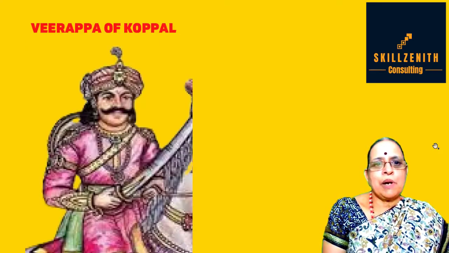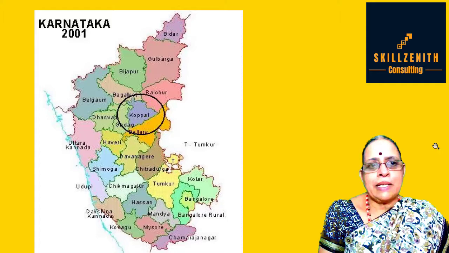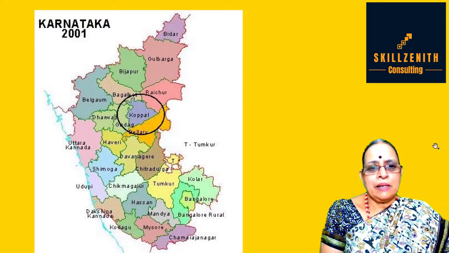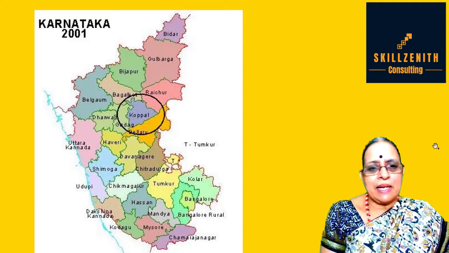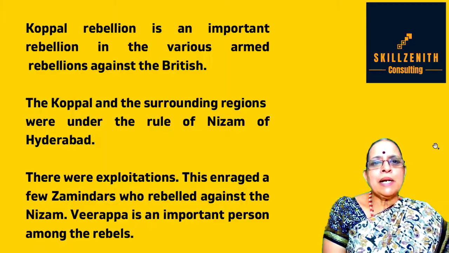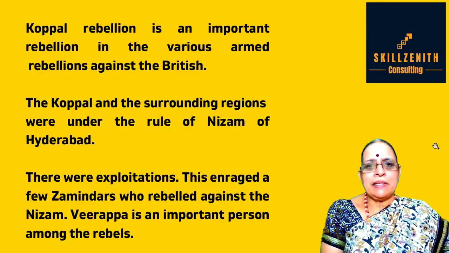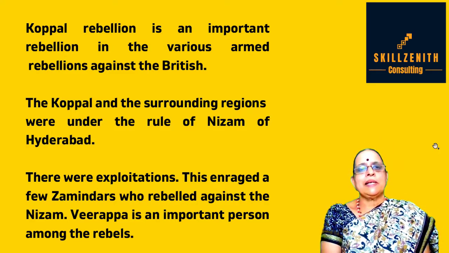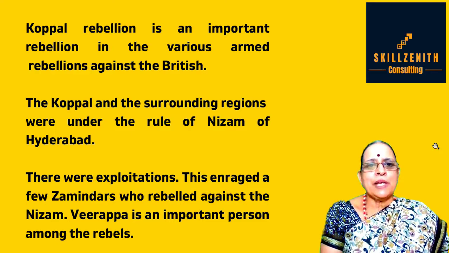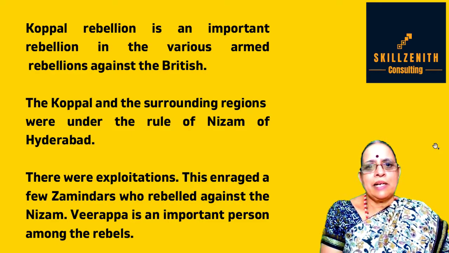Now, Veerappa of Koppal. If you look at the map of Karnataka, we have put a ring around Koppal. You can have a glance at this place. The Koppal rebellion is an important rebellion among the various armed rebellions against the British. It is considered a very important rebellion.